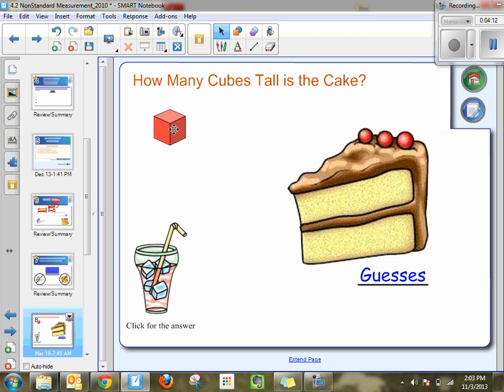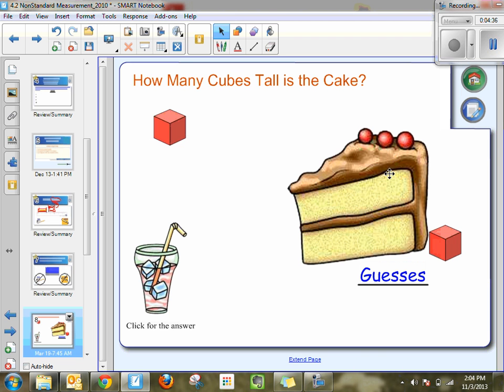So to practice, we're going to use a cube for today to practice measuring with non-standard units. So if you see here, I've got a cake. And it says, how many cubes tall is a cake? So I want you to make a guess. If I was to take these cubes and put them over here along the side and stack these cubes on top of each other, how many cubes tall do you think this piece of cake would be?